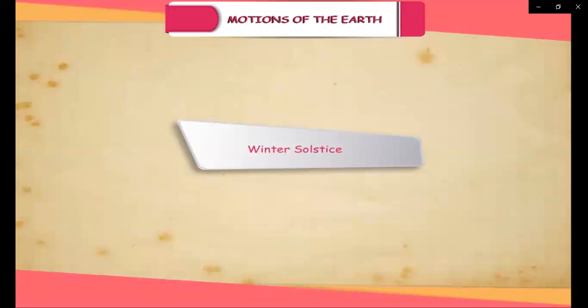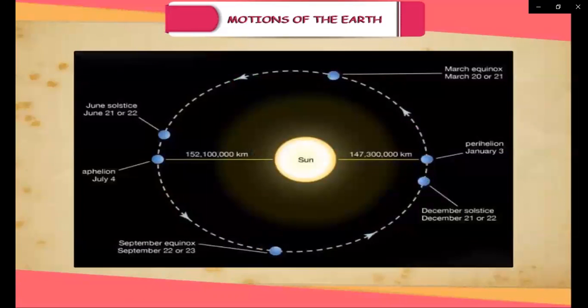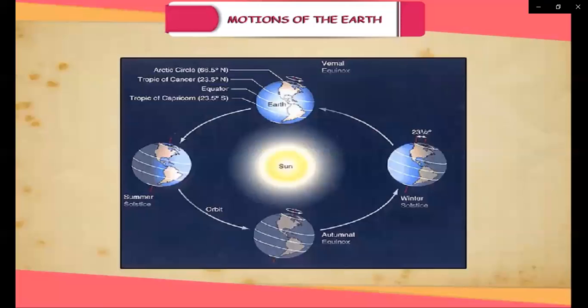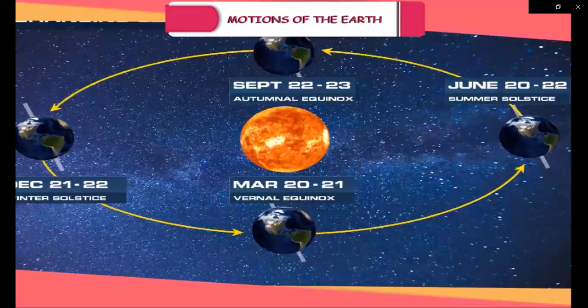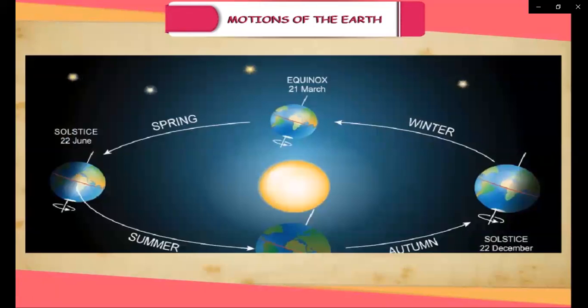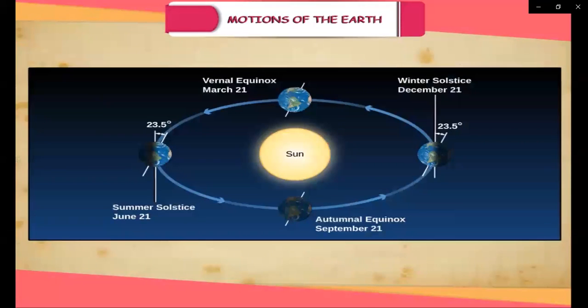Winter solstice. From autumn equinox, the Earth gradually moves and it reaches the position of winter solstice on 22nd of December. The South Pole remains inclined towards the Sun on this day, and the sun rays fall vertically on the Tropic of Capricorn. The day becomes shortest and the night longest in Northern Hemisphere and vice versa in Southern Hemisphere. The Northern Hemisphere experiences winter season while the Southern Hemisphere experiences summer season.